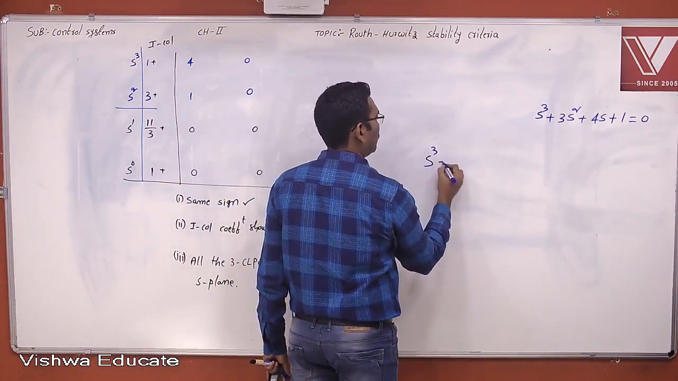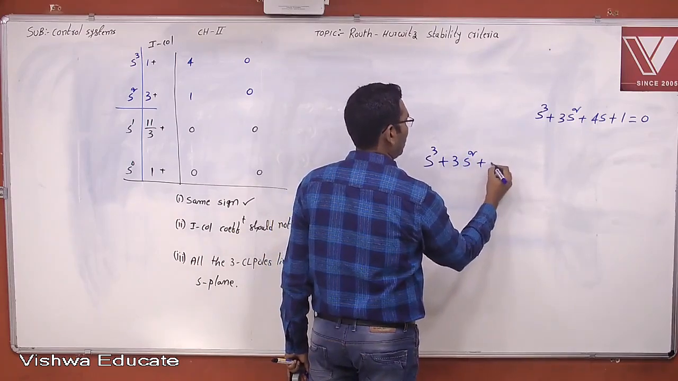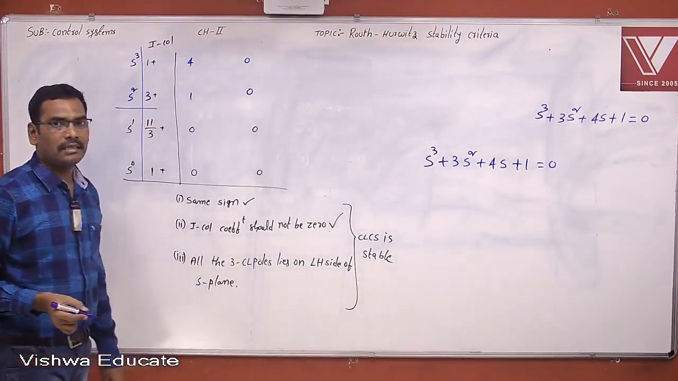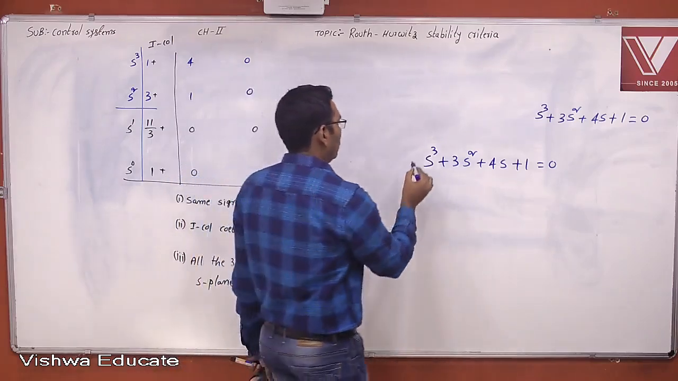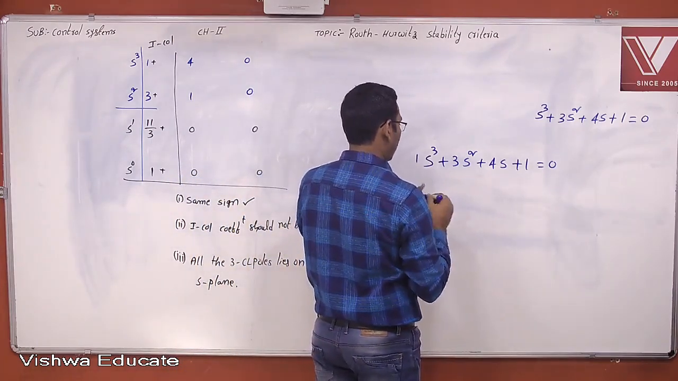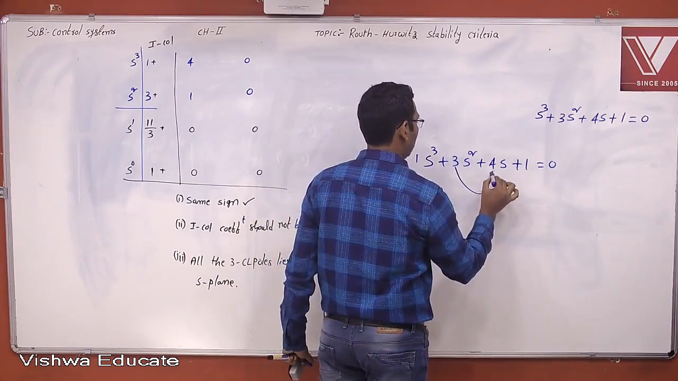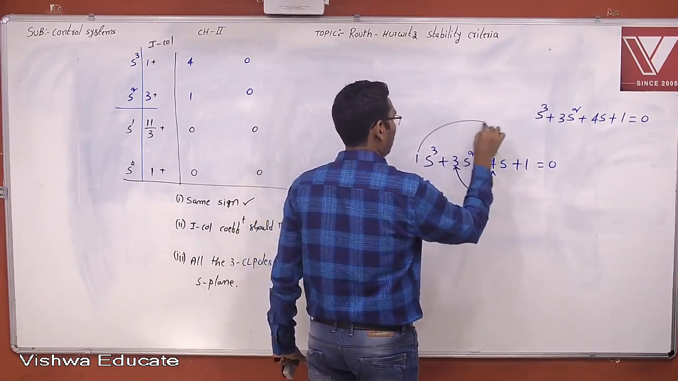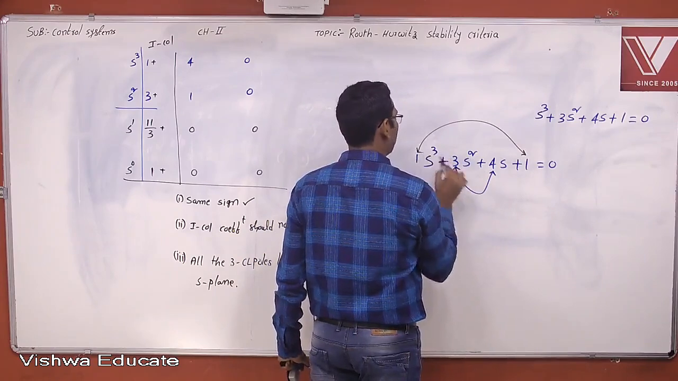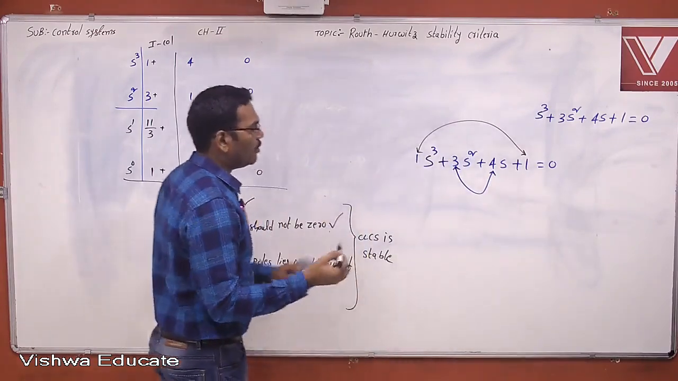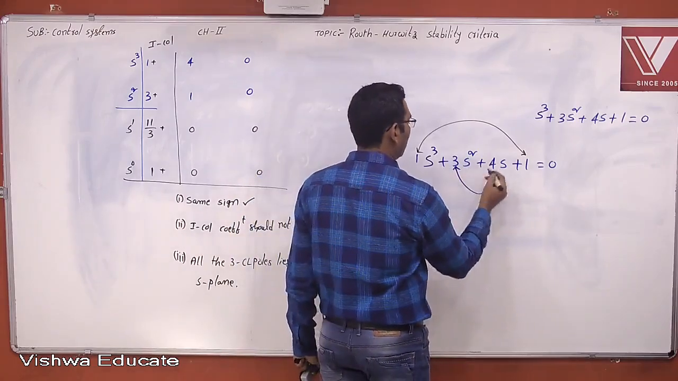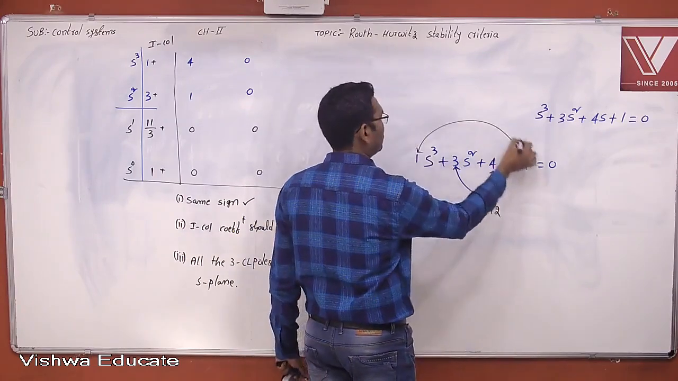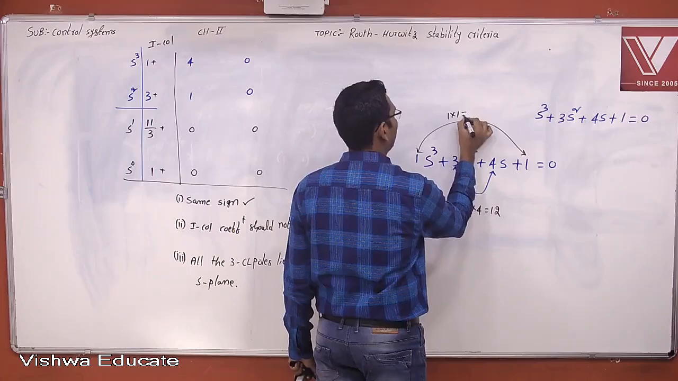Now this is s cube plus 3s square plus 4s plus 1 equal to 0. Now this is the characteristic equation of order 3. Find the internal coefficient product. These are the internal coefficients, 3 and 4, and these are the external coefficients. Take the internal coefficient product: 3 into 4, which is 12. And take the external coefficient product: 1 into 1, which is equal to 1.